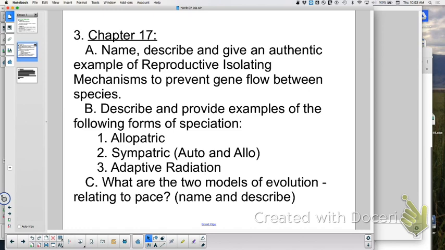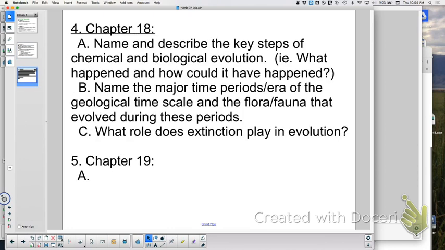Okay? Adaptive radiation. What's a good example of adaptive radiation? Finches. And this also relates to the value of extinction, right? That sounds terrible. But when you have an extinction event, it leaves room for more adaptive radiation of upcoming species. Okay, what are the two models of evolution relating to pace? I already think I went over these. What are they? Gradualism and punctuated equilibrium. Okay? Look at us reviewing for your whole unit test.